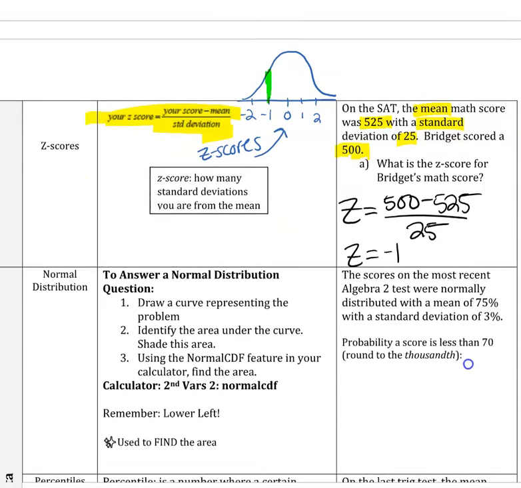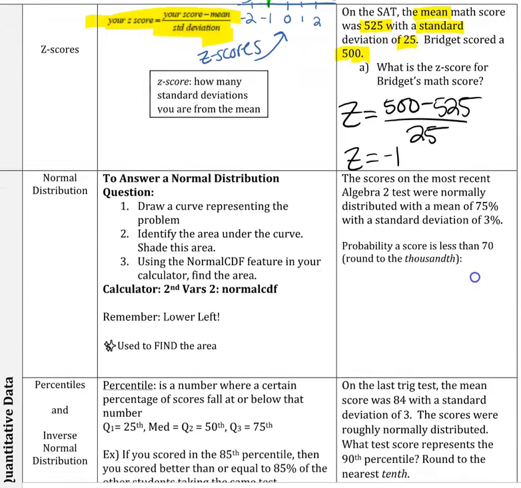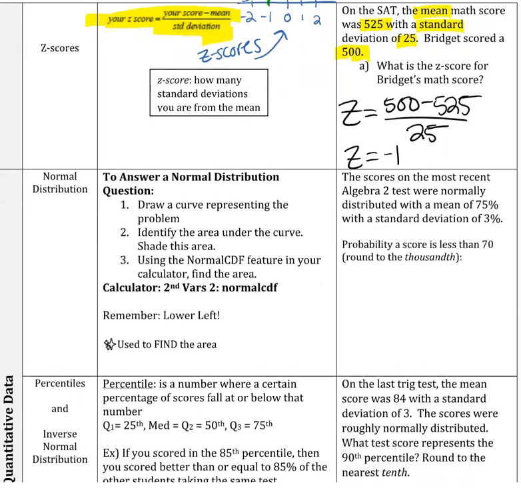So this leads me on to normal distribution questions. In order to answer a normal distribution question, I always recommend drawing a picture and shading the area that you're trying to find. Whenever we're trying to find an area, that's when we're using normal CDF. The scores on the most recent Algebra 2 test were normally distributed with a mean of 75% and a standard deviation of 3%. Find the probability a score is less than 70 and round to the nearest thousandth.